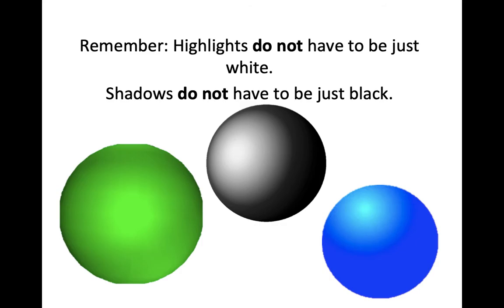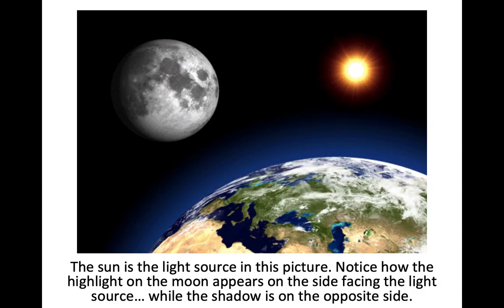Remember, highlights do not have to be just white. Shadows do not have to be just black. The sun is the light source in this picture. Notice how the highlight on the moon appears on the side facing the light source, while the shadow is on the opposite side.